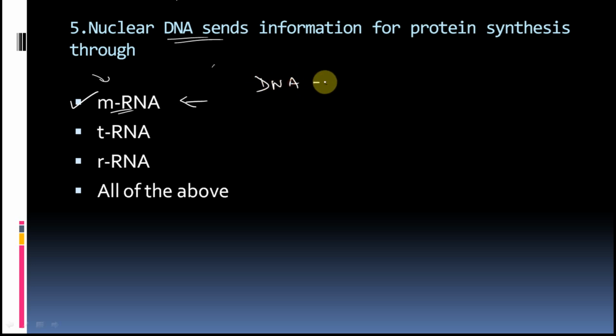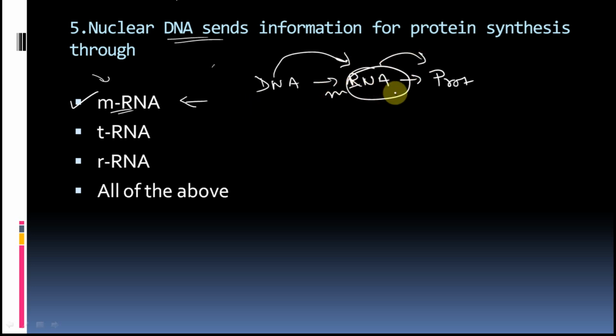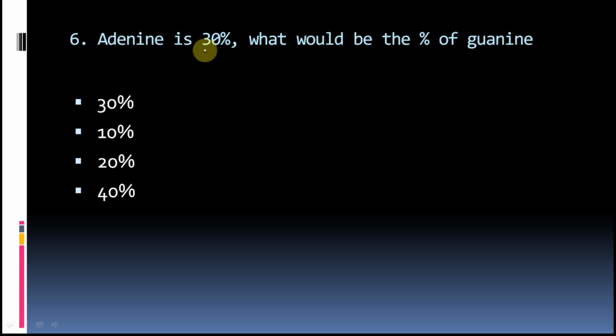Again the central dogma comes, DNA to RNA to protein, okay. So who is passing the nuclear DNA information for protein synthesis? It is the mRNA. mRNA is passing it, right? So the option is mRNA. Don't take all of the above here. It is the mRNA.